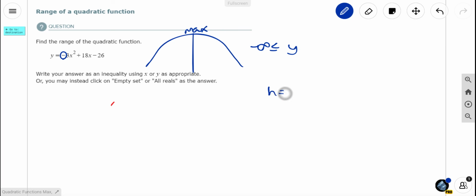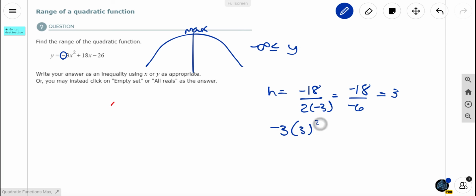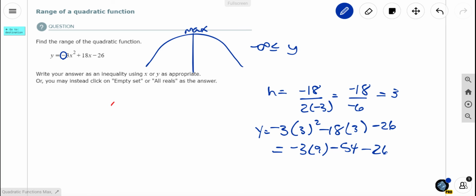So again, h is equal to negative 18 over 2 times negative 3. It's negative 18 over negative 6, which is 3. And then you plug it back in: negative 3 times 3 squared minus 18 times 3 minus 26 equals negative 3 times 9 minus 54, because 18 times 3 is 54, minus 26 equals negative 27 minus 54 minus 26.